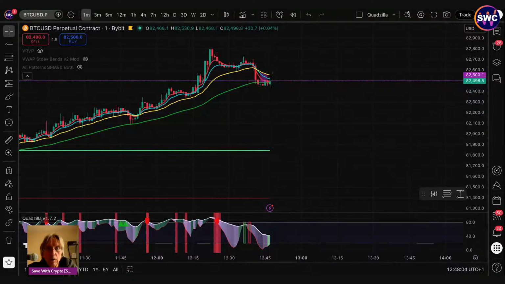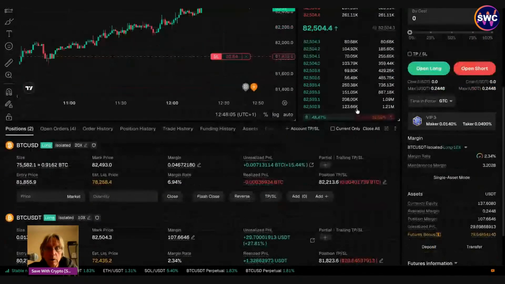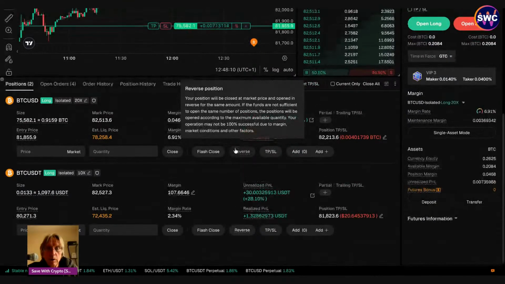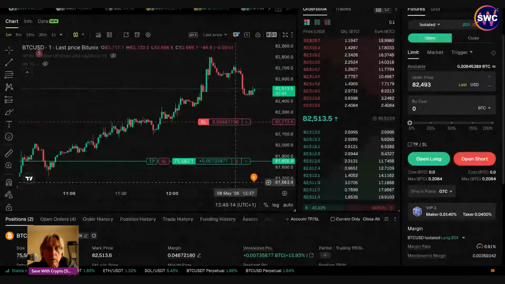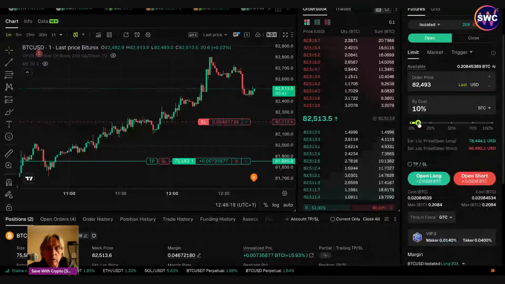How's my trade looking? Shall I add a little bit to it? Shouldn't really, should I? Maybe I will. Maybe just a little bit, just a little 10%. Shall I do that?